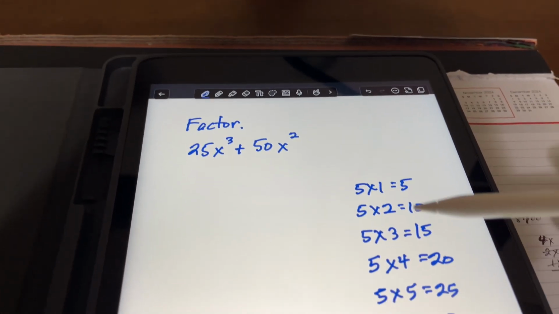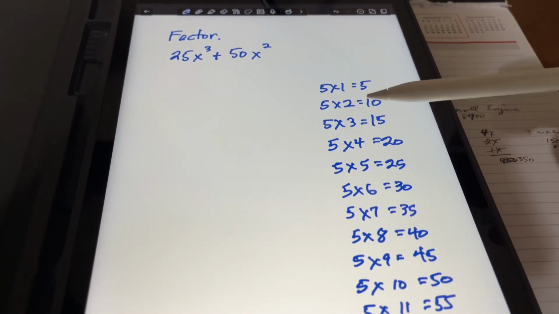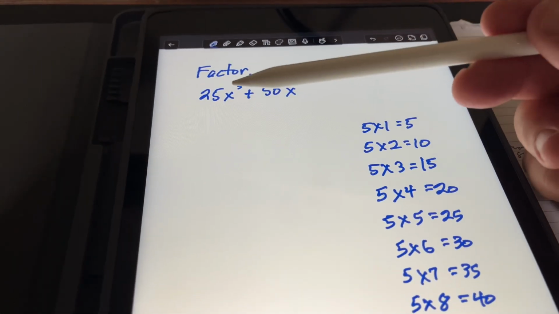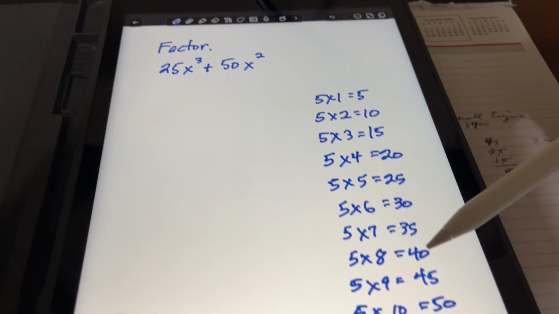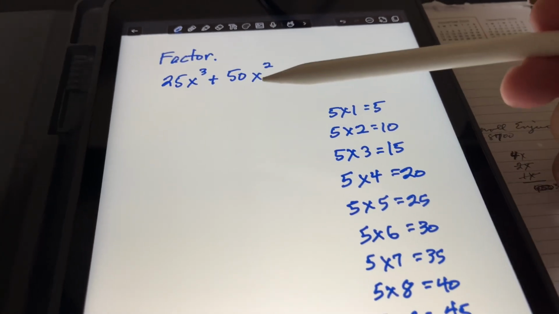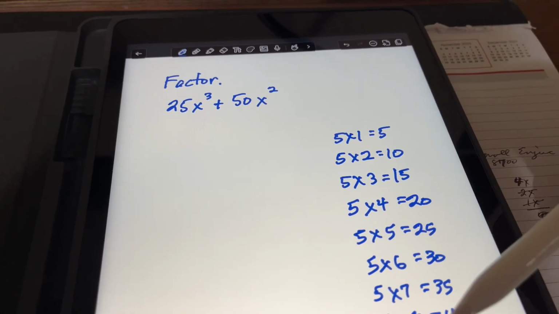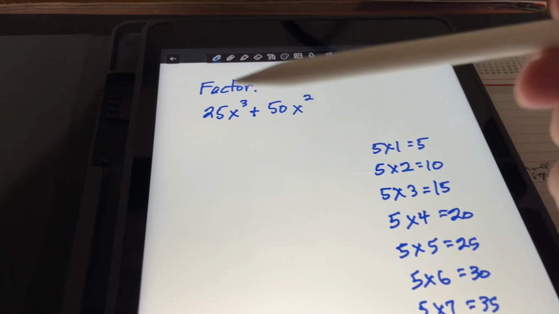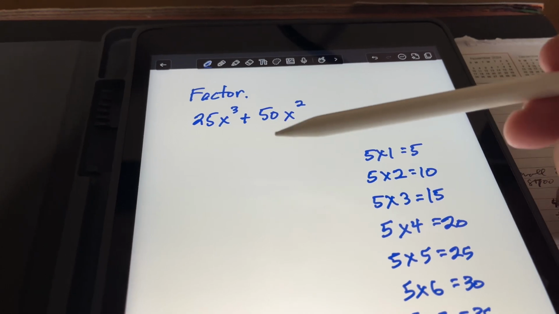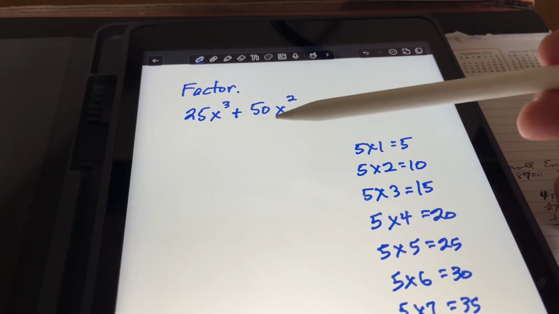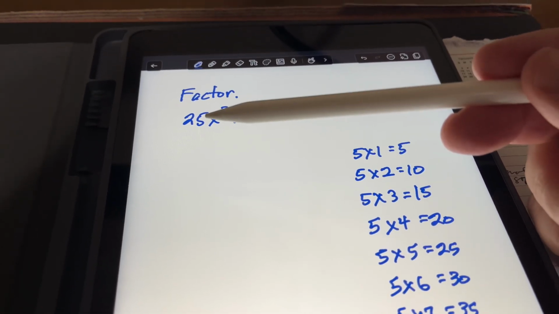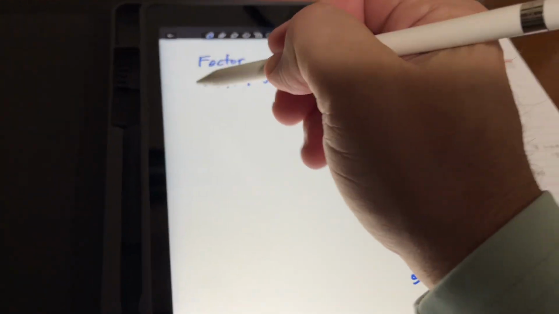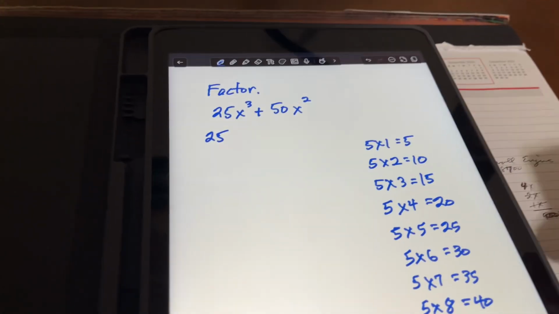Now it helps to know some rules of multiplication here. If you know all of these, you realize that if a number ends in 5, then it's divisible by 5. And if a number ends in 0, then it's divisible by 5 or 10. Looking at these, we know 5 would go into each one, but hopefully you'll realize that 25 is the greatest common factor. 25 goes into 25 one time, 25 goes into 50 two times. So I'm going to write the 25 down. That's just the numerical part.